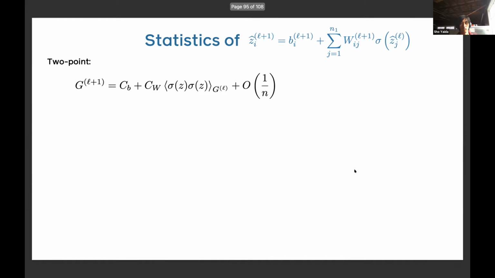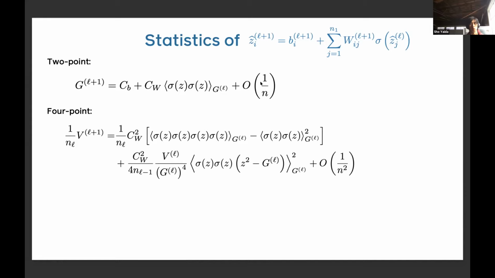Cool. Okay, so you get the recursion relation for the two-point function, the two-point correlator, or the second moment. G at layer L plus one is given in terms of hyperparameters and a Gaussian expectation in the previous layer. And then there's some 1 over n correction that you can actually compute. You can play a similar game, which I'm not going to do, and get the four-point, or fourth moment, or fourth cumulant information. In layer L plus one, V is given in terms of the quantities in the previous layer.